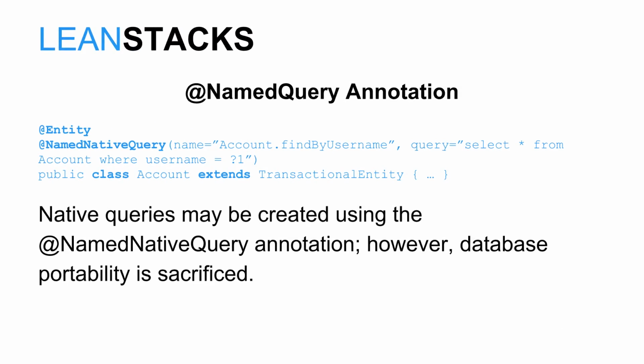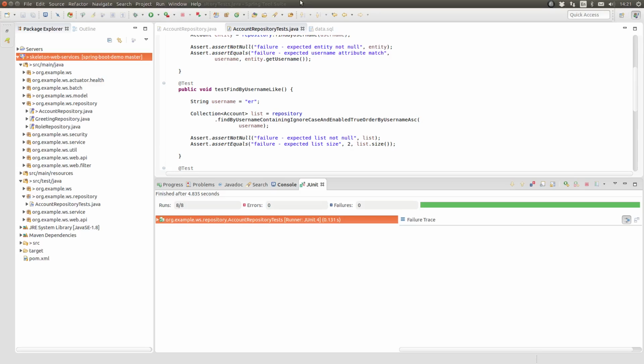The named native query annotation may be used to define a native SQL query to take advantage of database platform-specific features and functions. However, use native queries only when necessary, as the application will become tightly coupled to the database platform and therefore will lose portability.